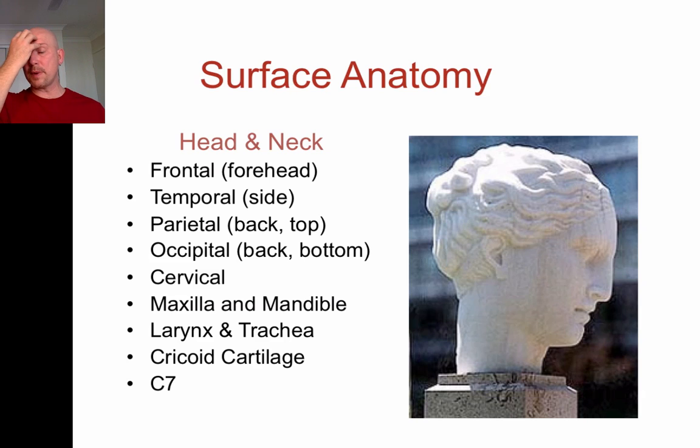The head and neck, we talk about the frontal, which is the forehead, temporal is the side, parietal is the back top, occipital is the back bottom, cervical we've talked about. The maxilla, actually the maxillae, there's two maxilla bones which connect, and there's two mandible bones which connect. So we've got those bones as well. Down the front of our throats, we've got our larynx, which is sort of the Adam's apple thing. And below the larynx is the trachea. It's a lot easier to feel on a guy who's got a big trachea. But you can feel down, there's the big prominence of the trachea.